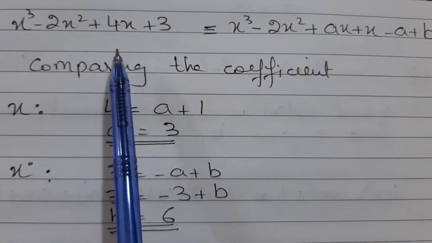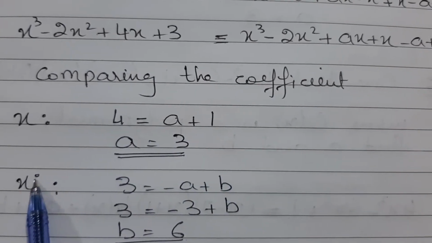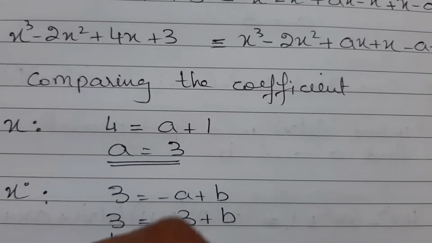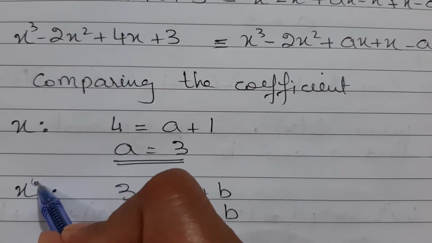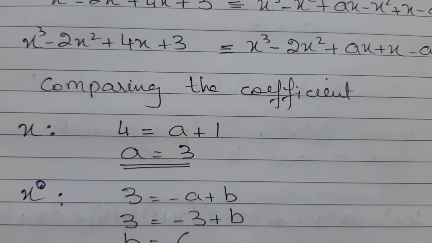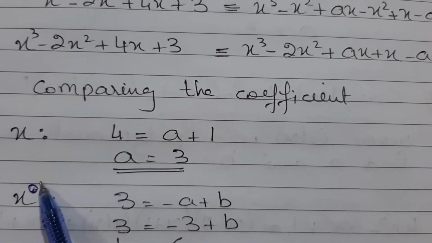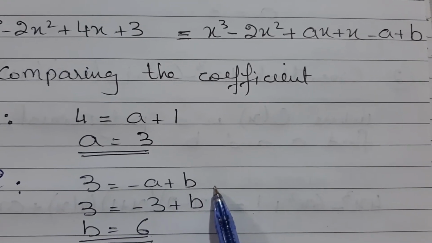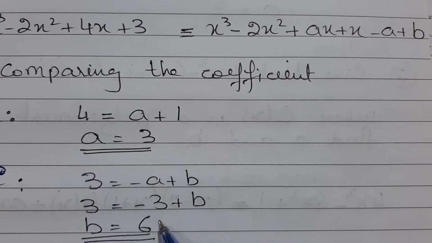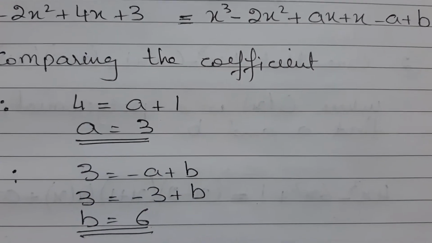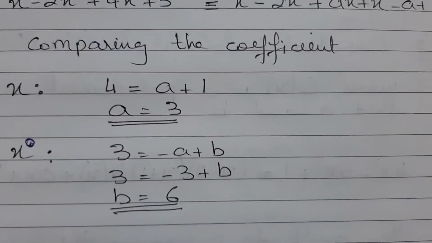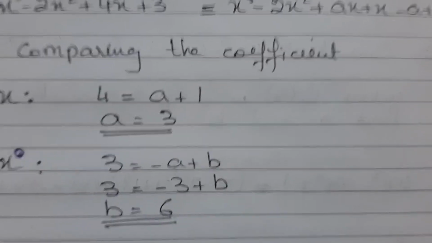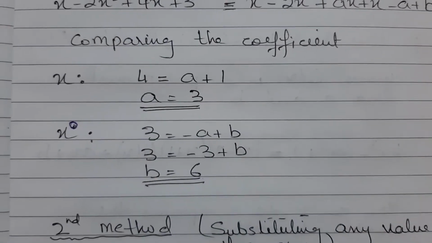So I'm saying, comparing the coefficient of x naught, this is like a small circle, okay, it's like this. This is called x naught, which means constant. So 3 equals minus a plus b. The value of a I have already found, so I'm substituting here to find the value of b. So this is how I find the value of a and b using the method of comparing the coefficient.